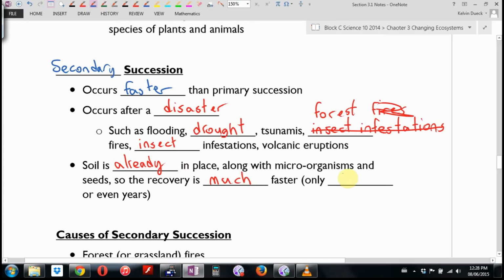In fact, instead of hundreds of years or more, it can be decades, like Mount St. Helens, or even years. You can go to a place where a forest fire occurred maybe 3 or 4 years later, and you may only be able to tell that it was there in certain areas, but you already see small trees coming up and small greenery.